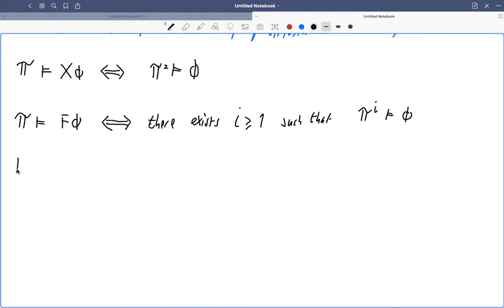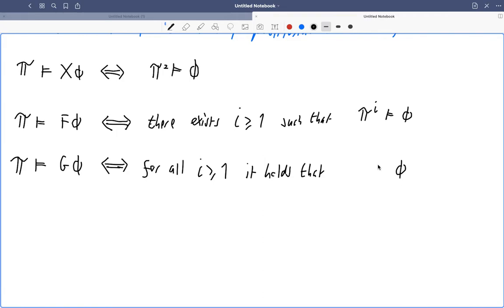And now the globally operator is rather straightforward, because you might remember that globally means that phi holds everywhere in the future, so we simply say for all futures it holds that phi holds at the future.